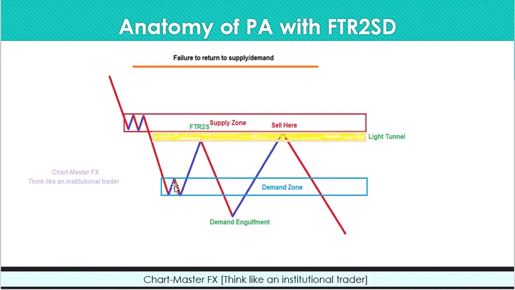Once the price created a cap here, it actually created a drop base rally. So when it created a drop base rally, the market failed to come to the supply zone. So this is what we call failure to return to supply zone. So once the price fails to return to supply zone, then you can draw what we call the light tunnel. Once you draw the light tunnel, you wait for this base or this cap to be engulfed.